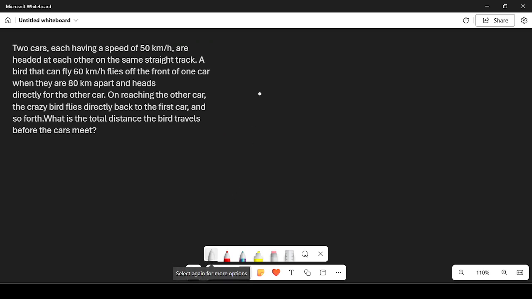Okay. We have two cars. This is one car, and this is another car. So these are two cars, and they're heading to each other.